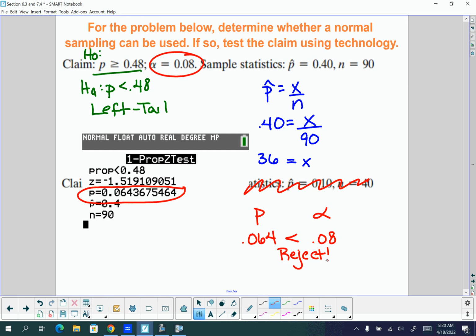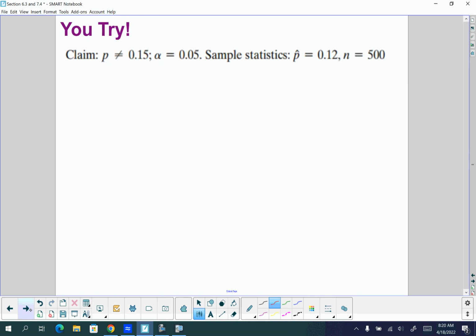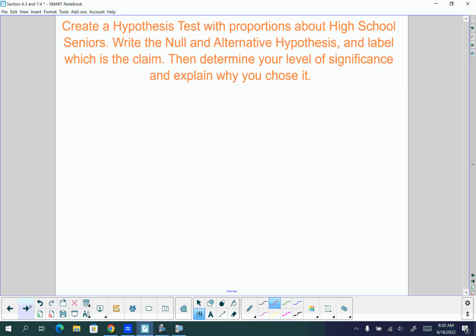Okay. All right. Last question. Oh, that's another one with the calculator. We don't need to do that. Let's go to this question. This is the last one. Create a hypothesis test with proportions about high school seniors. Write a null and alternative hypothesis and label which is the claim. Then determine your level of significance and explain why you chose it.